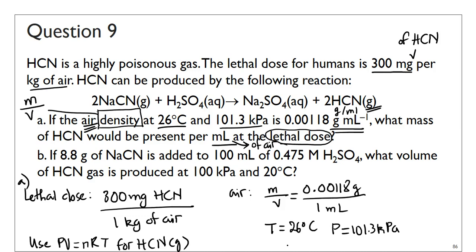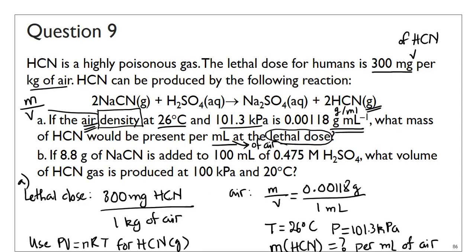I need to find the mass. I need to find the mass of hydrogen cyanide present per mil of air. Now, so this question seems really easy. Maybe it is easier than what I thought it would be. Okay, never mind. Let's just get a new page and think about what we need to do.